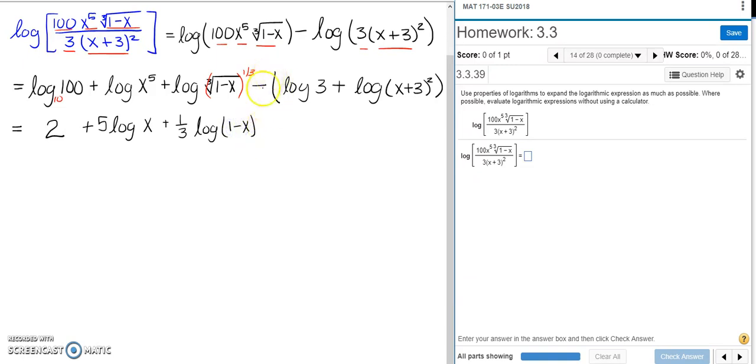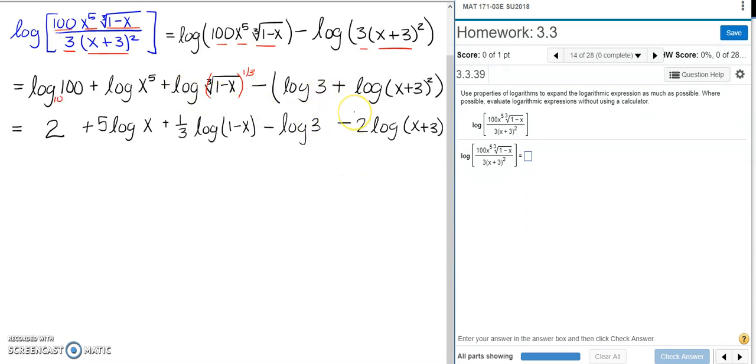Okay, I'm going to distribute this negative to the log 3 and to this one. And then that's it. You can't simplify this any further. There's no splitting of subtraction or addition like that. We only split products and quotients.